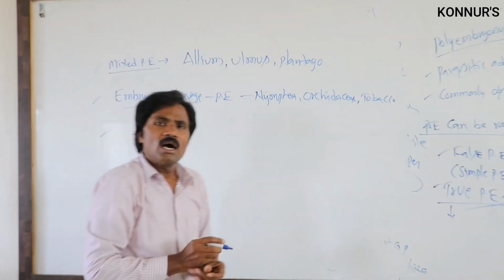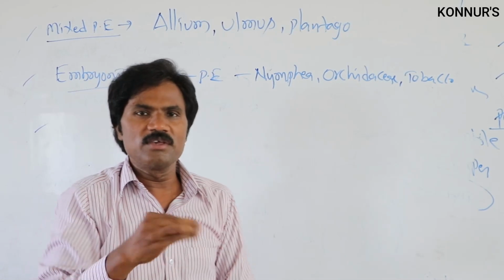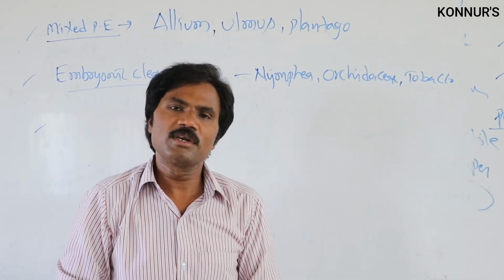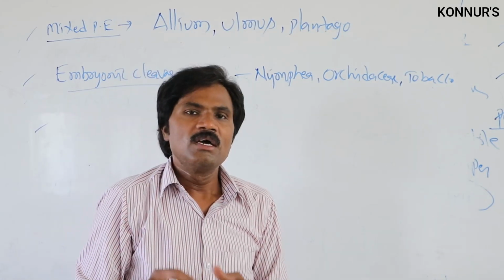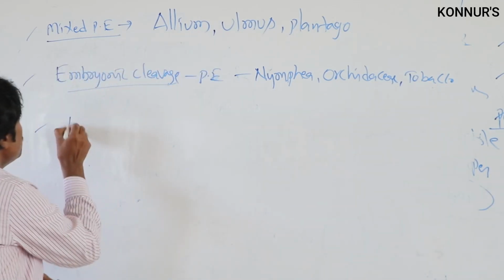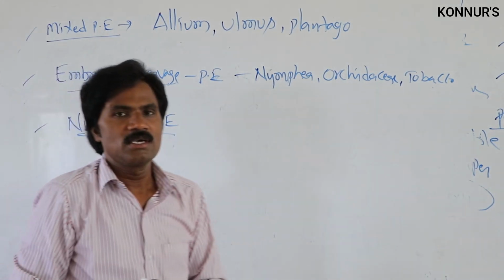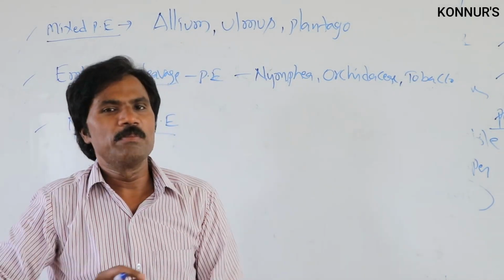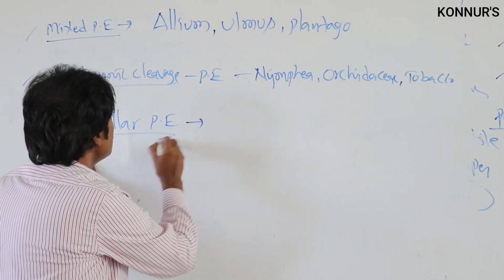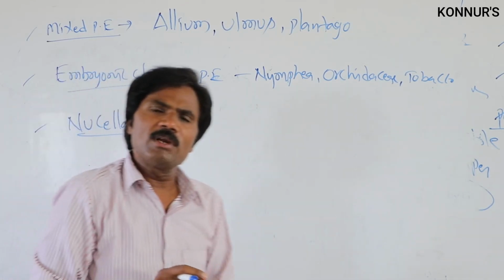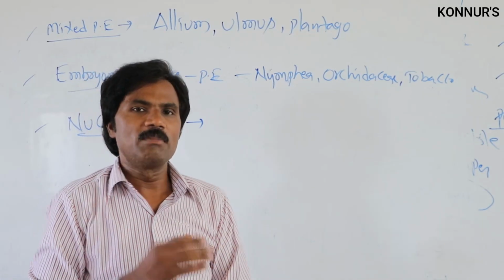Then apart from this, another very important type, asked multiple times in previous NEET, AIPMT and CET exams, very commonly observed, is nucellar polyembryony, or sporophytic cells polyembryony. In nucellar polyembryony, the nucellar cells are diploid, so the embryos develop in the diploid condition only, multiplying.